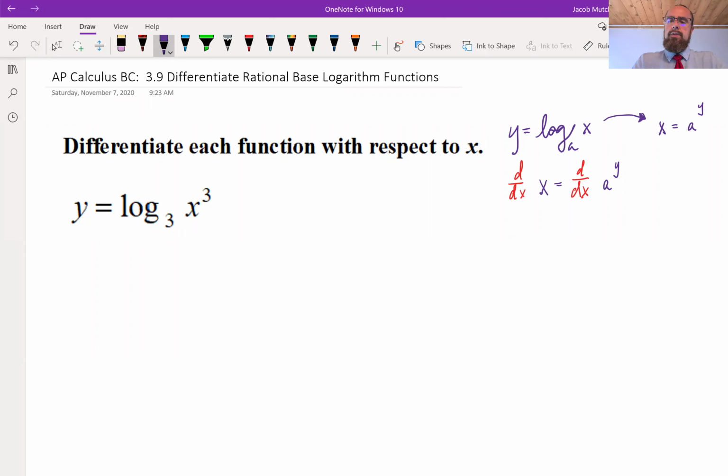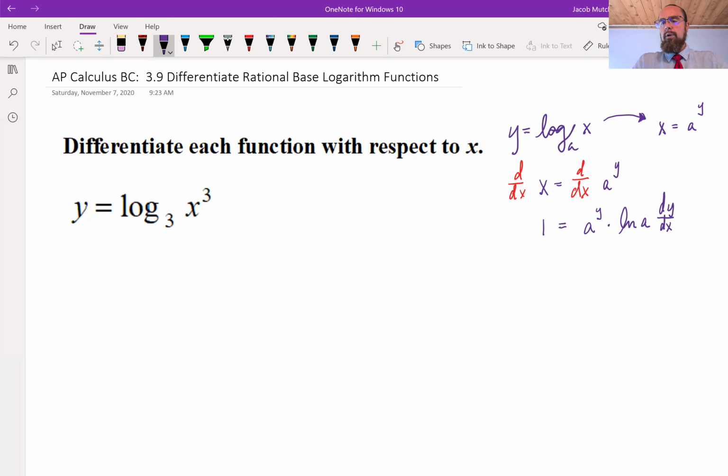So on the left-hand side, the derivative of x is going to be just 1. And then on the right side, the derivative with respect to x of a to the power of y, if I apply my exponential differentiation rule, that's going to be a to the power of y times the natural logarithm of a, and then I've got the differential dy dx. And that's from the chain rule.